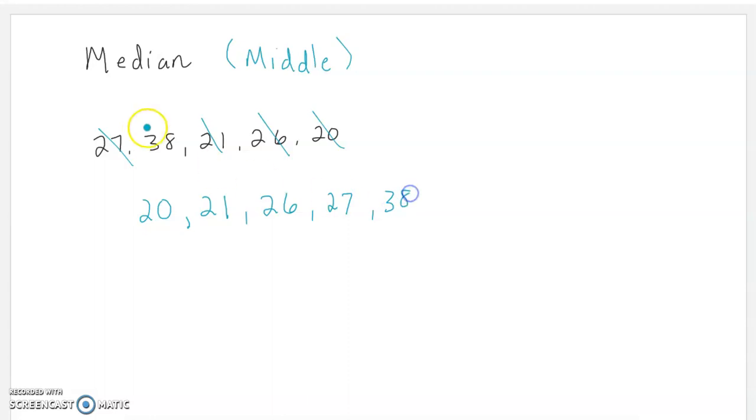So the first thing I did was put the numbers in order from least to greatest. Now I can find the number in the middle. The number in the middle here is 26. So the median in this case is 26.